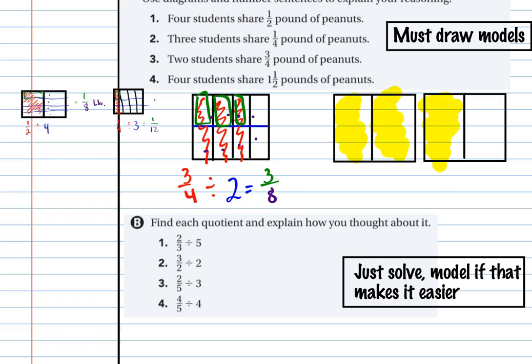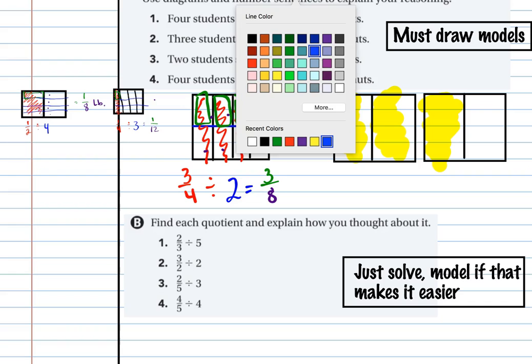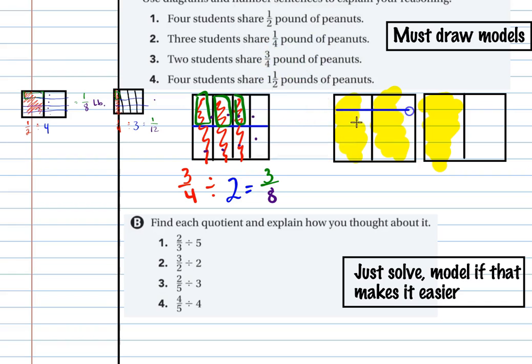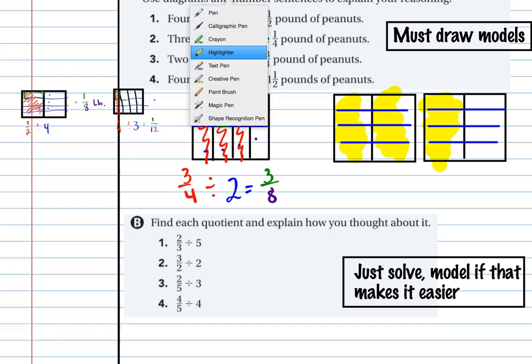Good. All right, I'm gonna split this into 4 students. So 1, 2, 3, 4. So there's 1 student, 2 students, 3 students, 4, and same thing here. 1, 2, 3, 4. Okay, so our equation is 1.5 pounds.